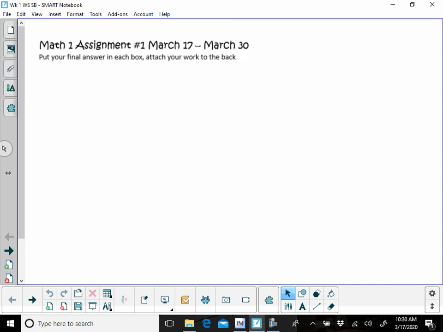Just to update you on some stuff, there is a link on Cumberland County's webpage, over on the right, it's the Cumberland at Home site. If you click on that and then look on the right side and scroll down, you'll find the high school materials. You would click on Math 1 or Math 2, depending on what class you're in, and it will have some supplemental materials for you to work on.